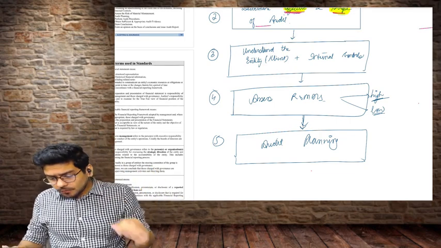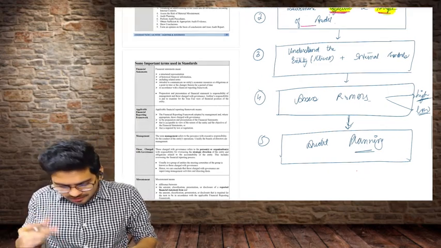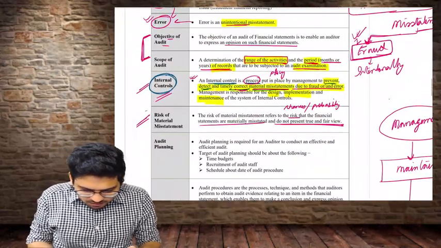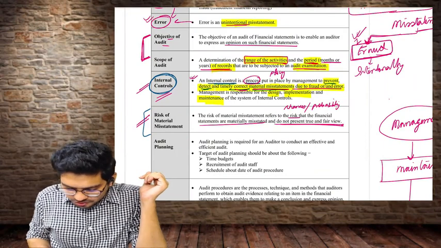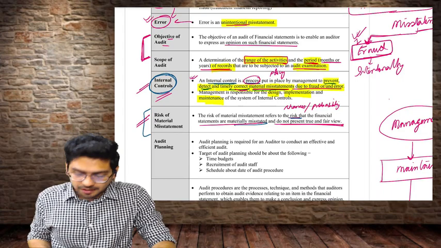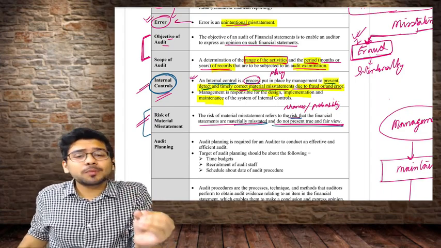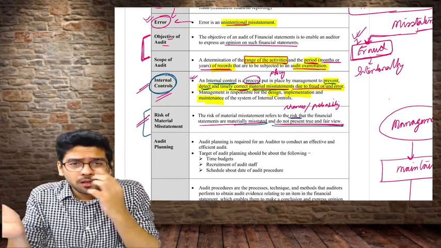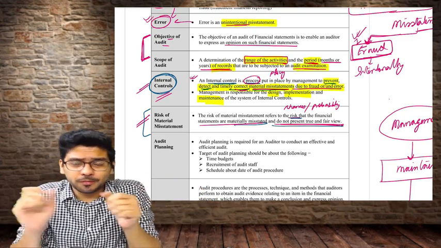Okay, so what do we do in planning? ROMM I have already discussed, but still let me discuss it once again. What is ROMM? This is risk of material misstatement. I told you in the previous session that the risk of material misstatement refers to the risk that the financial statements are materially misstated and do not present a true and fair view. The chances, the probability of financial statements being misstated, this is known as risk of material misstatement.